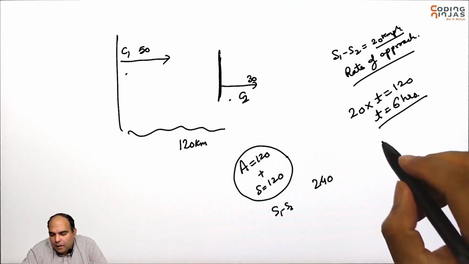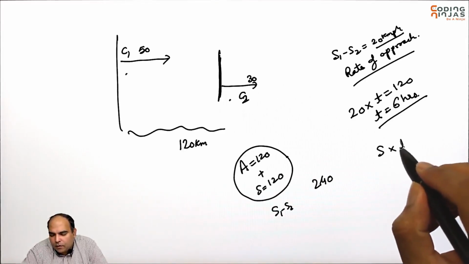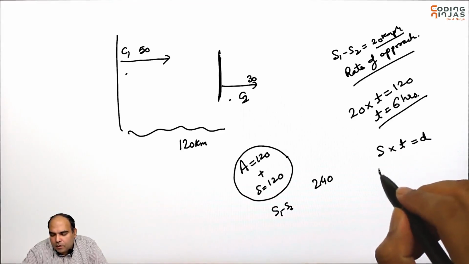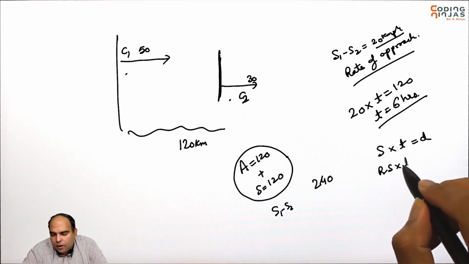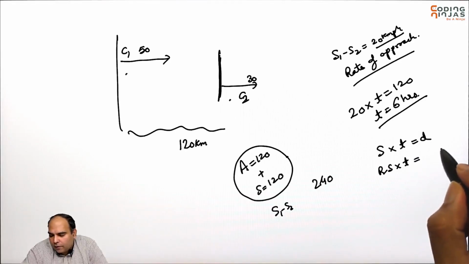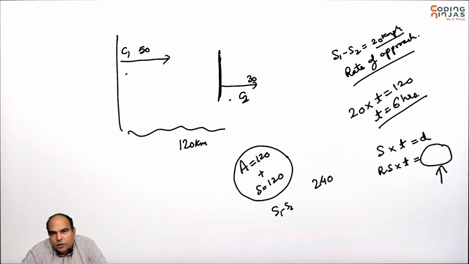So the formula remains the same for relative speed. S into T equals D becomes relative speed into T equals the relative distance, which is what you have to perceive in these questions, and that's the crux of these questions.